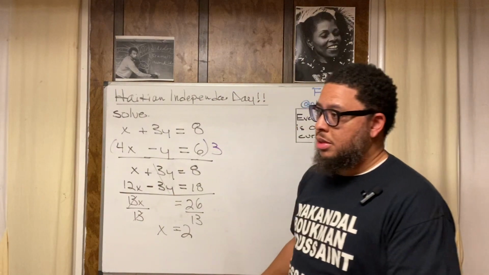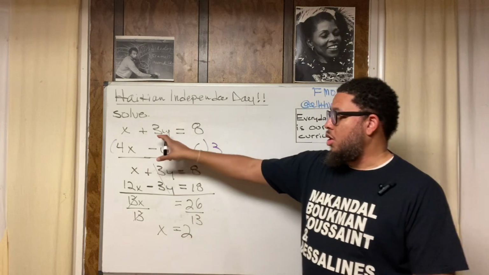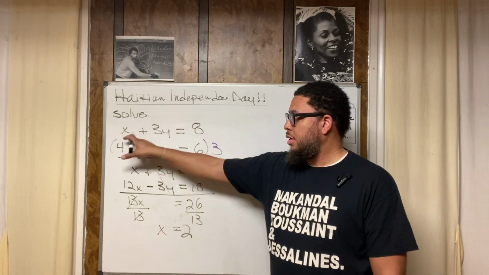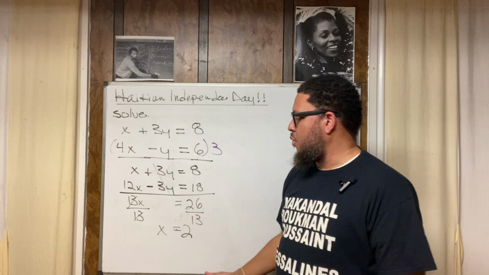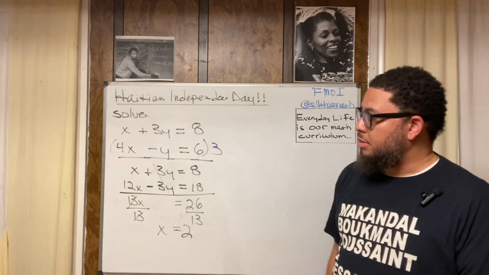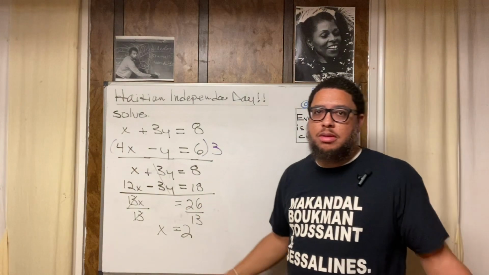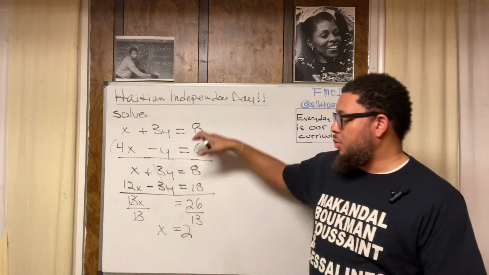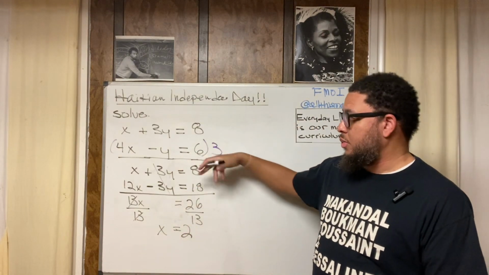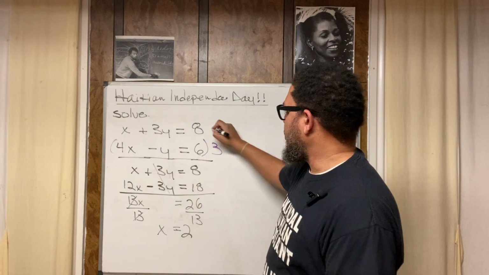We're not done though. Remember, this is a system. There are 2 variables, x and y. We're only halfway done. Now the question is, how do we solve for y? Go back to the original system. Pick either equation. Does it matter which one? No, it don't matter. Pick whichever one you want. You want to use the first one? Use it. You want to use the second one? Use that. I'm going to use the first one.